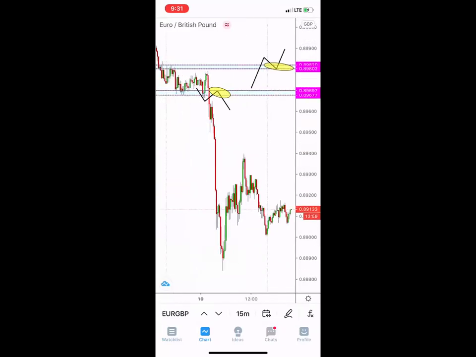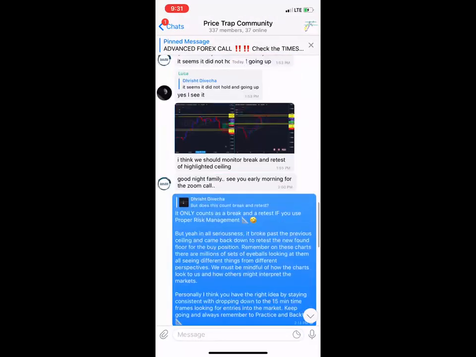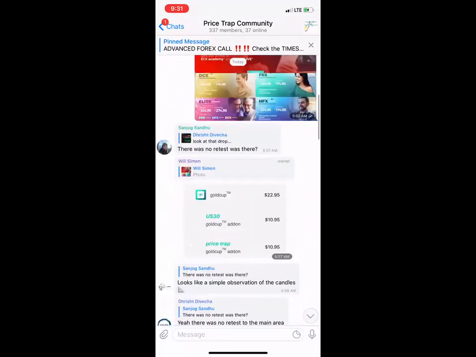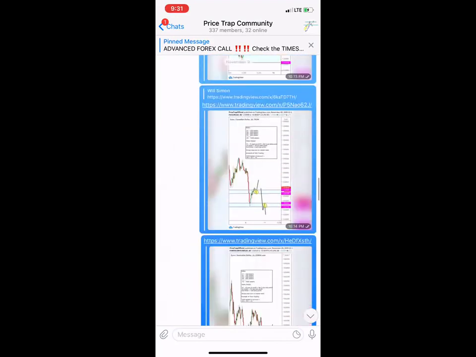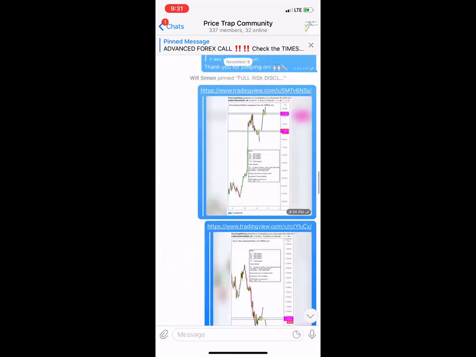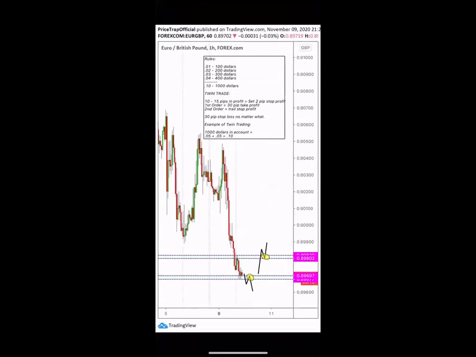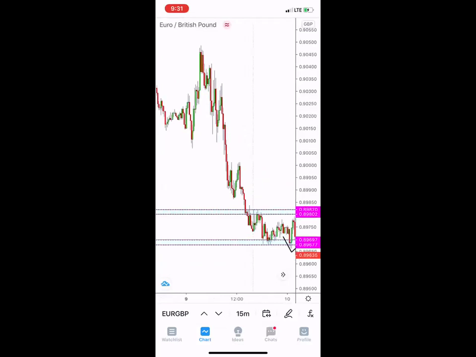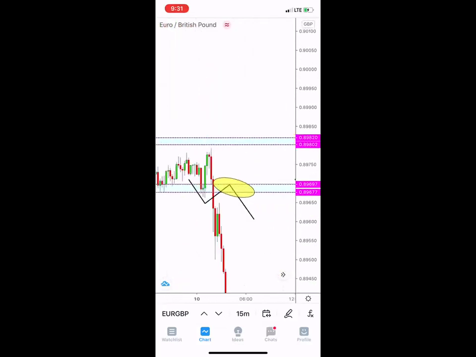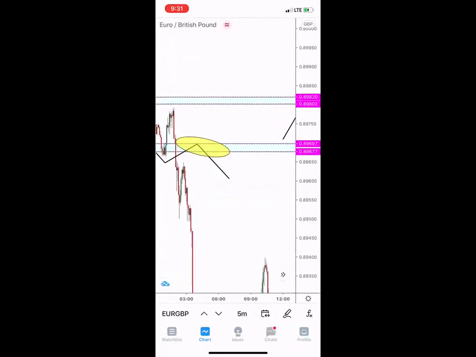All right, Euro GBP. This one was sent out in the chat, I think quite a while ago. Where was it? Yeah, right here. Euro GBP on the 1 hour time frame. So this is what it looked like. And then now if we look, price actually ended up doing a huge shift. And this is even on the 15-minute time frame. Let's go even lower. 5.